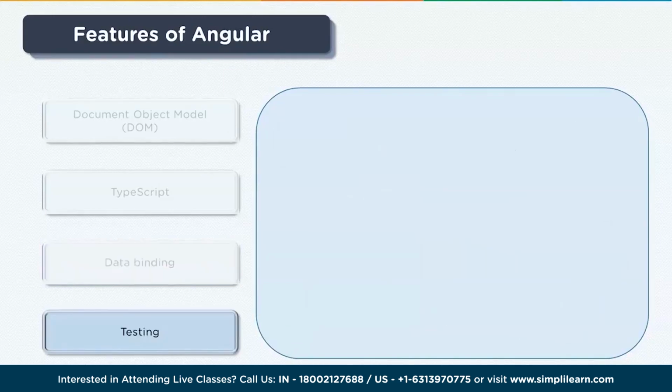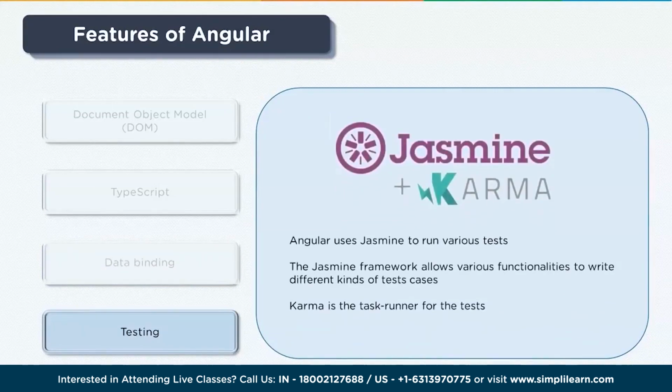The last feature we're discussing is testing. Angular uses Jasmine to run its various tests. The Jasmine framework provides various functionalities to write different kinds of test cases. Karma is a task runner for the tests that uses a configuration file to set the startup, reporters, and testing framework. So with that, we've covered the features of Angular.